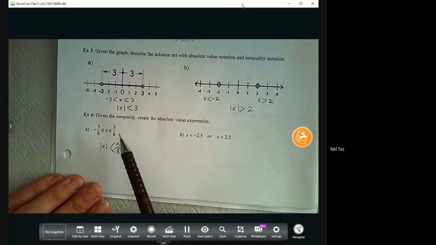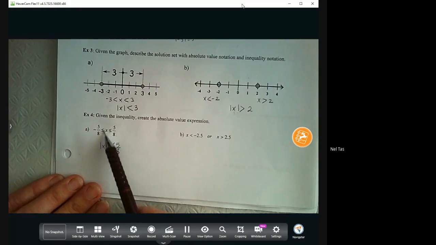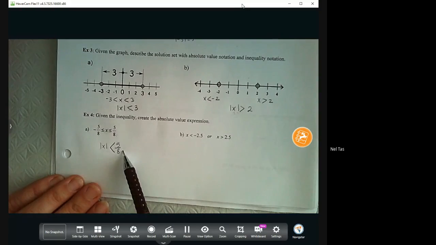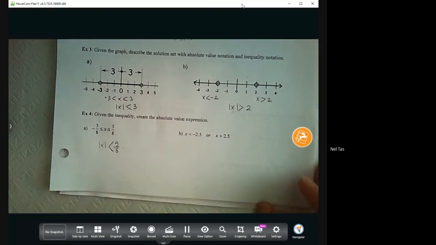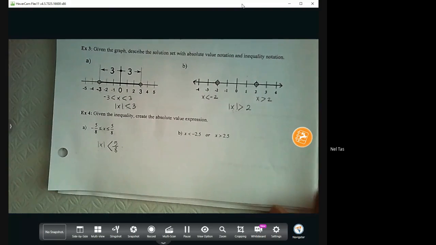Again, you can try. Pick a value from this interval. So let's say you take 1, right? No, 1 doesn't work. So let's say 0.5. Take it, put it here. So absolute value of 0.5 is less than 5/8. So it works. You can always check your answer by taking a sample value.